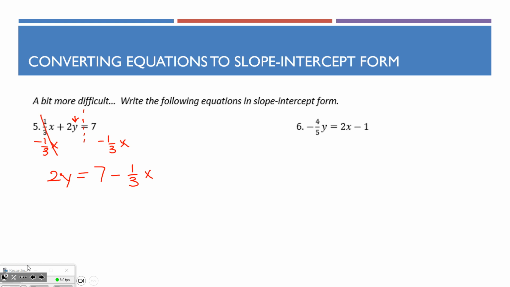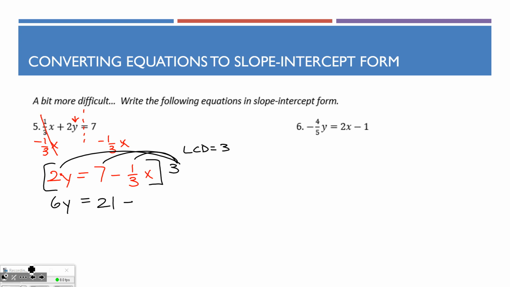at this point, you could clear out that fraction. We clear out that fraction by multiplying by the least common denominator. Now I only have one denominator here, it's 3. So my LCD is 3. So I could real fast clear out that fraction. 3 times 2y is 6y. 3 times 7 is 21. And this is like a 3/1, so 1 times 3 is 3. 3 times 1 is 3, right? So now I have 6y equals 21 minus 1x.